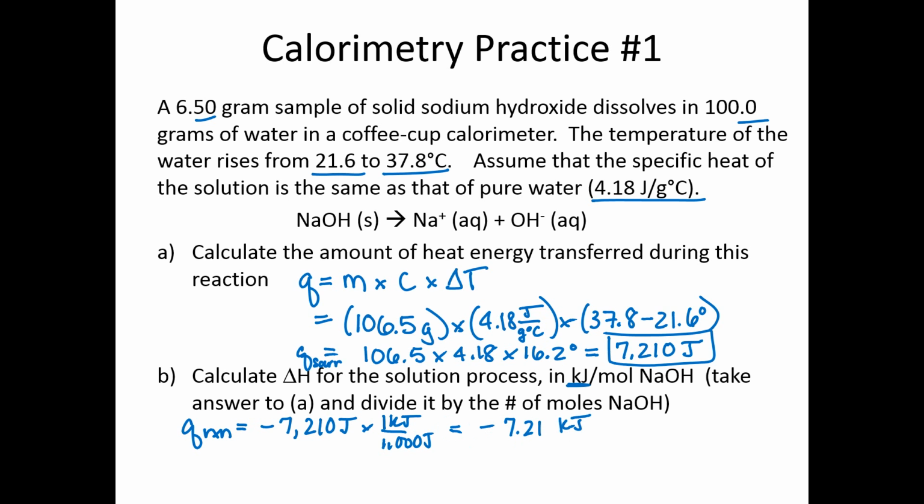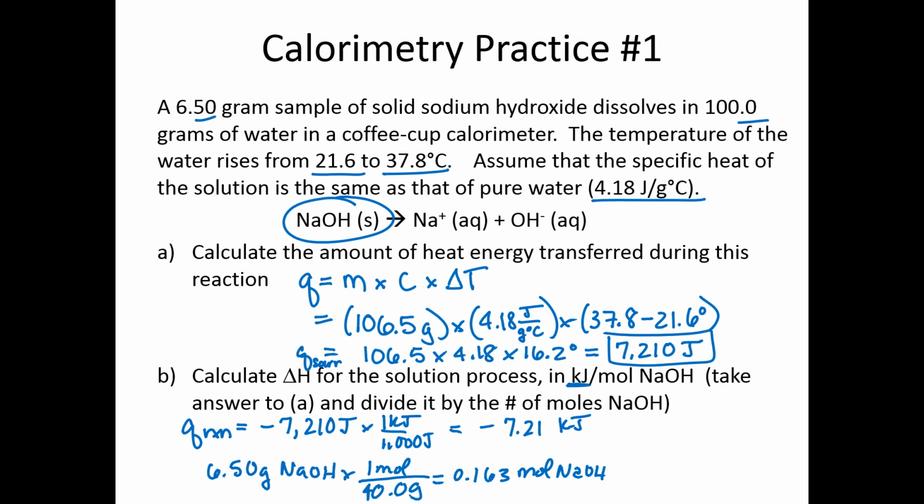And I want to find kilojoules per mole. And so I want to divide it by moles of reactant. There's only 1 reactant here, so I just have to find moles of NaOH. So I had a 6.5 gram sample of NaOH. I'm going to use the molar mass of NaOH, which is 40 grams, and this is 0.163 moles NaOH. Again, we got 3 sig figs here. So to find the energy per mole, it's negative 7.21 kilojoules divided by 0.163 moles. So that's negative 44.2 kilojoules per mole.